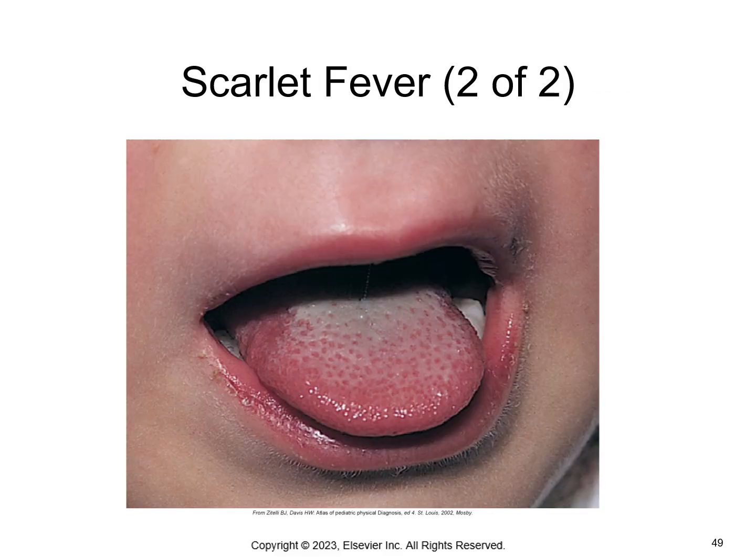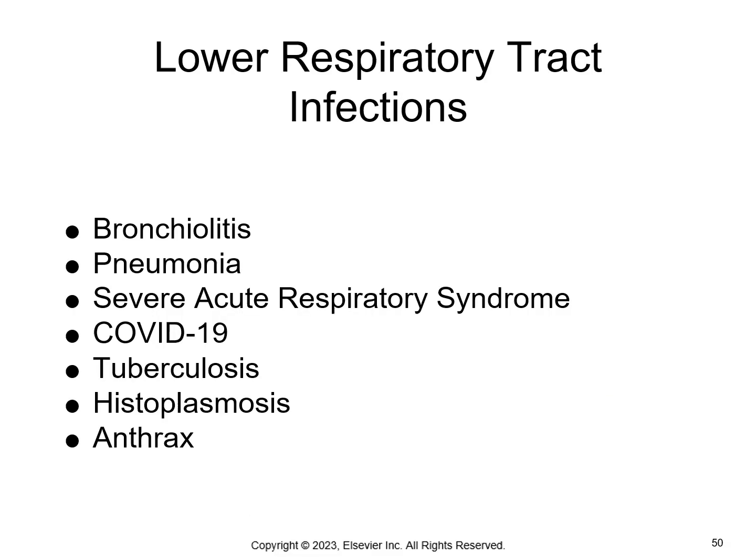So this is a picture of that strawberry tongue from the scarlet fever. And again, the typical strawberry tongue is produced by the exotoxin in the bacteria. All right, now we're going to talk about lower respiratory tract infections, bronchiolitis, pneumonia, SARS, COVID-19, tuberculosis, histoplasmosis, and anthrax.